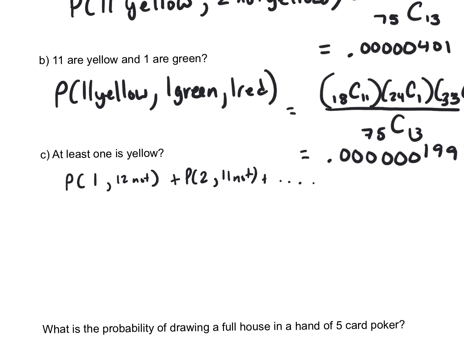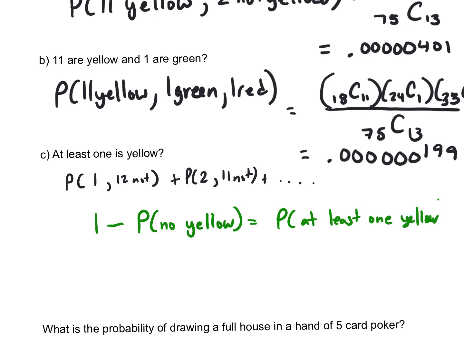more. So whenever you have these at least problems, we use the trick that instead of doing that, let's just say I'll do 1 minus the probability of no yellow. That will give us the probability of at least one yellow. So 1 minus the probability of no yellow, because the only way you don't get at least one yellow is if there's no yellows, if they're all some other color. So if I just take away those outcomes, then everything else is going to have at least one yellow.